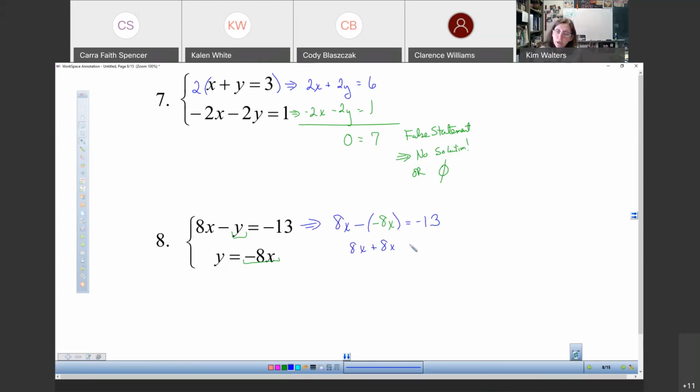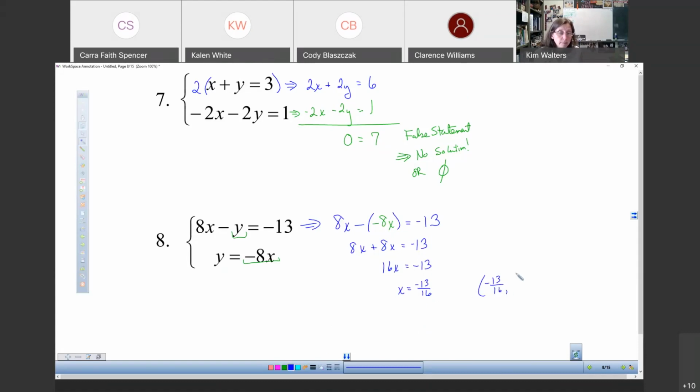Okay. So cleaning this up, I have 8x plus 8x. If you're not careful, you're going to get a weird answer here. This is going to give me 16x is equal to negative 13. That's a little bitty negative 13. Sorry about that. Negative 13. And then I'm going to divide both sides by 16, and I get negative 13 over 16. Now, this is the x component for my ordered pair, so negative 13/16.